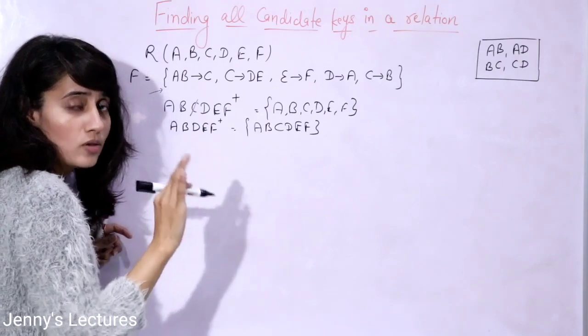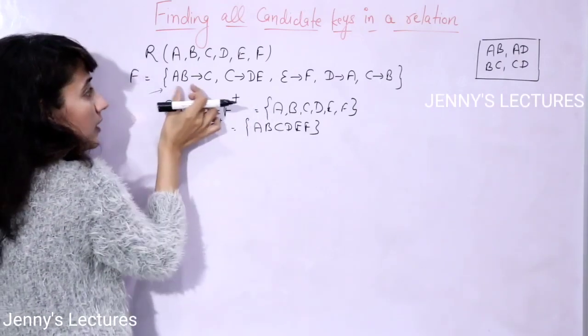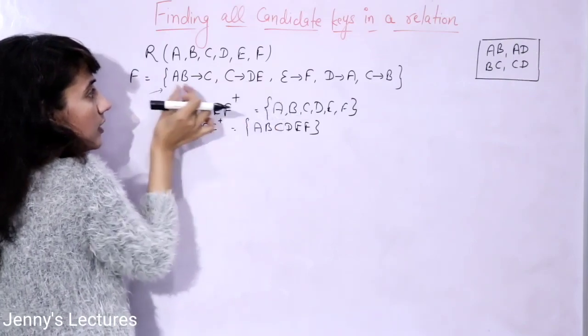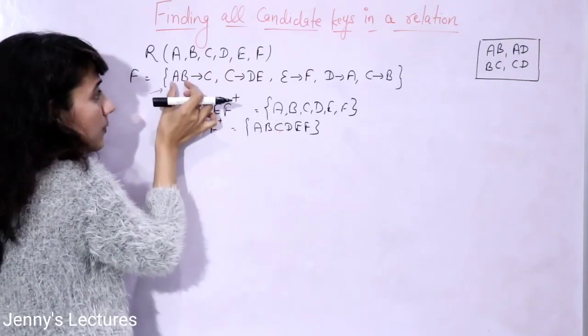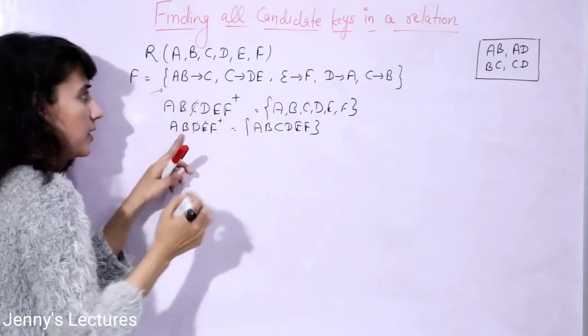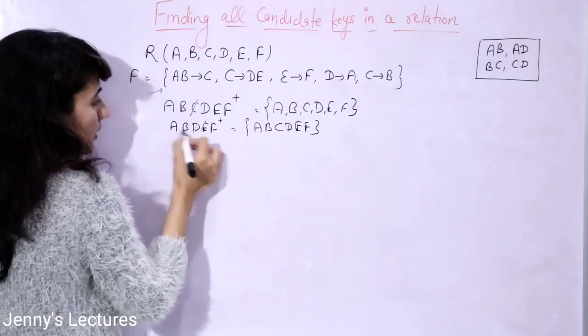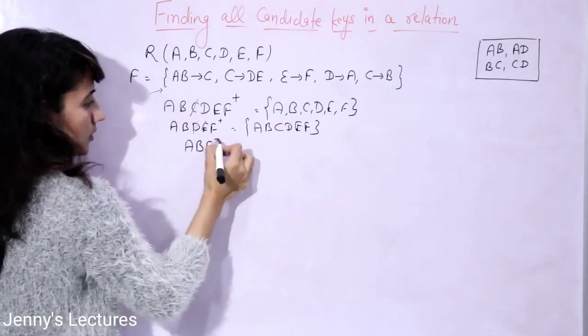I have already discussed all the Armstrong axioms. You can check out that video in the side button. AB determines C, C determines DE. It means indirectly you can say AB determines DE. Do you have AB? Yes. So I can discard DE because AB can determine DE. So now the super key is A, B, F.